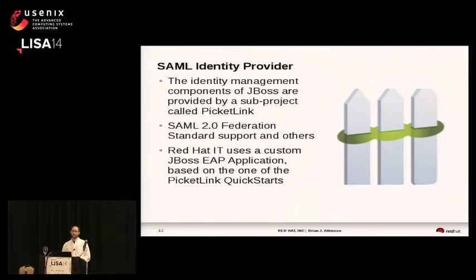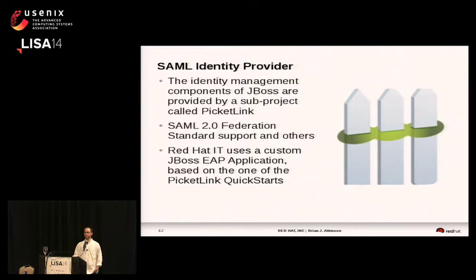So what we went down the path of using is JBoss PicketLink. PicketLink is a sub-project of JBoss. It's available in EAP and WildFly. PicketLink provides the identity management framework within JBoss that supports SAML 2.0, as well as a ton of other standards. So we went down the path of downloading one of the PicketLink quick starts and talking with the developers. Then we modified the quick start to meet our needs. At that point, we had our very own SAML application that we maintain internally on my team.